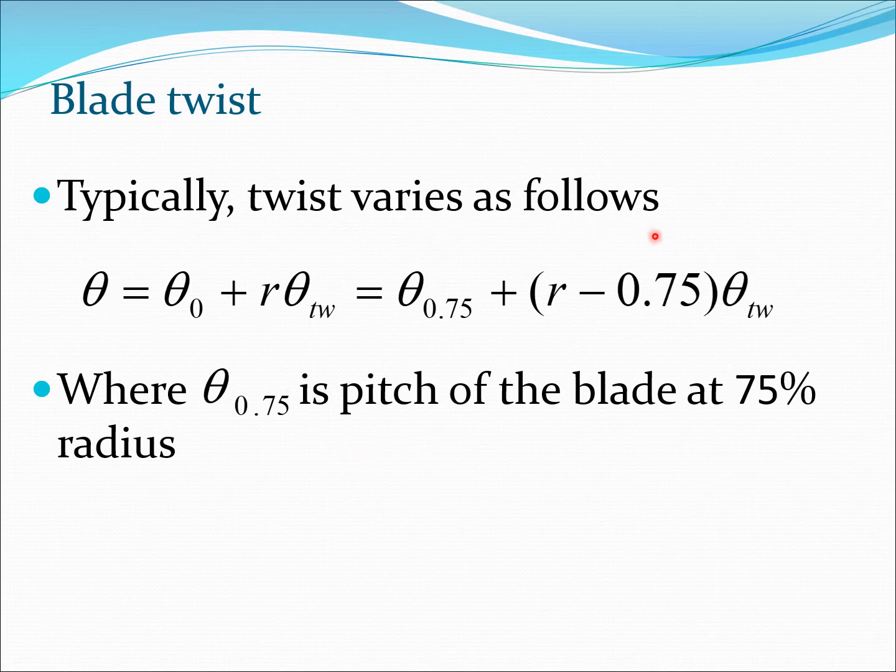Now typically twist varies as follows. In most cases you are not going to get a uniform twist in a real rotor blade. If you have a uniform twist, for example, theta would just be a constant. But what typically happens is there is some kind of linear twist distribution, and that can be written in this form here: theta_0.75 plus (r minus 0.75) times theta_twist. Here theta_0.75 is the pitch of the blade at 75% radius. This kind of twist is often used from history because of various reasons, which is essentially the fact that you look at the twist in the blade at 75% radius as a measure of the twist in the complete blade.